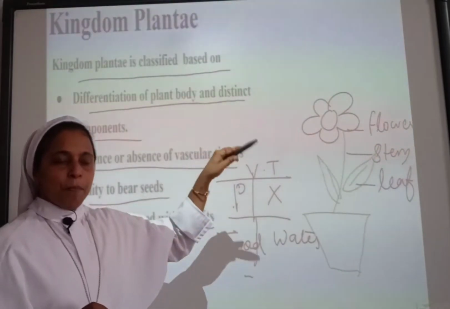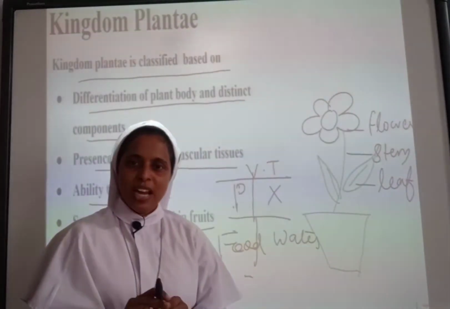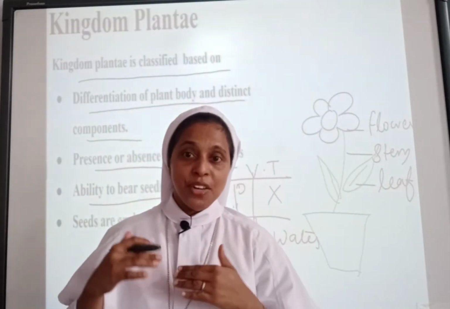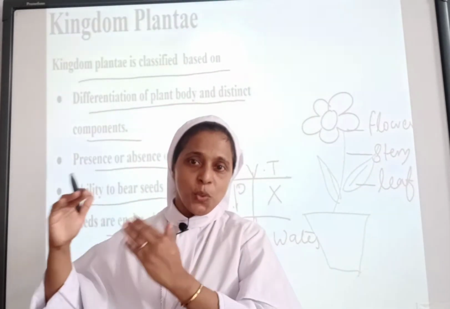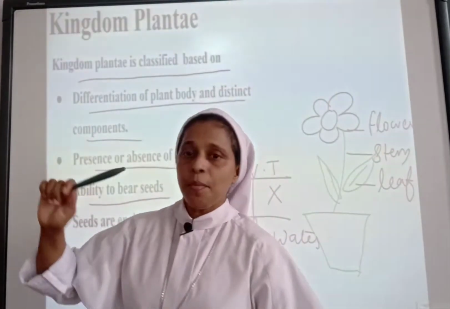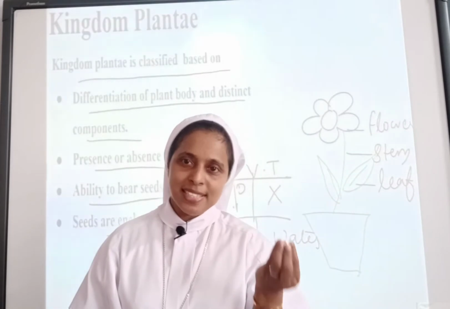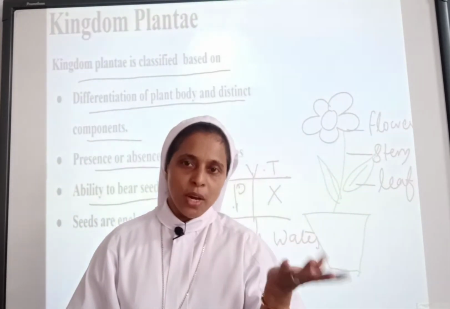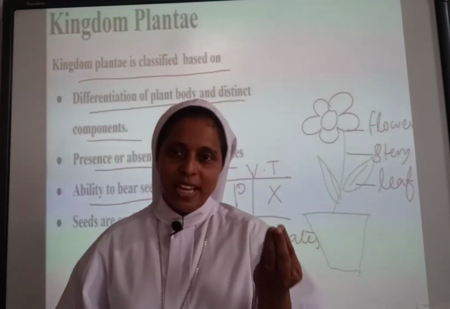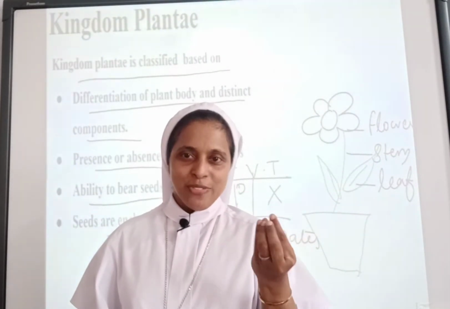Now step by step we will go into the classification process. So once again we will revise the points that we have learned here, the characteristic features of the plants. The first point we learned was differentiation, whether the plant is differentiated into distinct components. The second point was the presence or absence of vascular tissues. Vascular tissues means xylem and phloem. We know the function of xylem and phloem from the primary classes onwards. Xylem is for the conduction of water, while phloem is for the conduction of food.